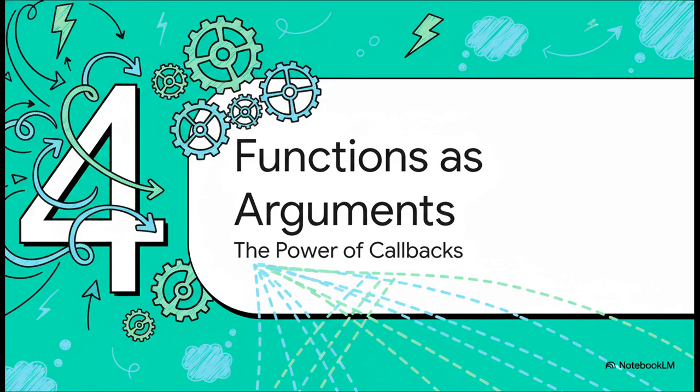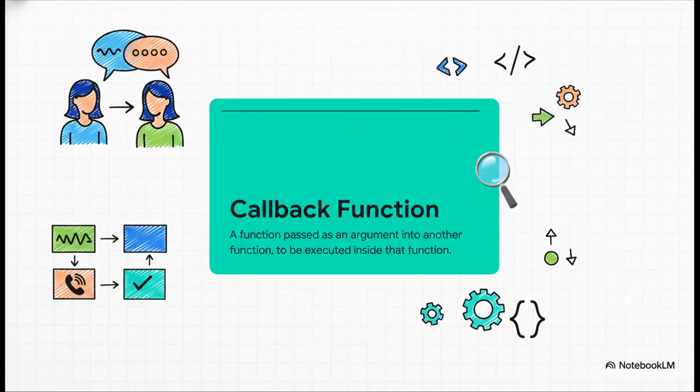All right, time for section 4, functions as arguments. We're about to get into the power of callbacks. So, a callback function sounds complicated, but it's really not. It's just a function that you pass into another function as an argument. The whole idea is that the outer function will then call your function. It'll call back when it's ready. It's like saying, hey, go do this thing, and when you're done, run this piece of code for me. It's fundamental to handling tasks that don't happen instantly.